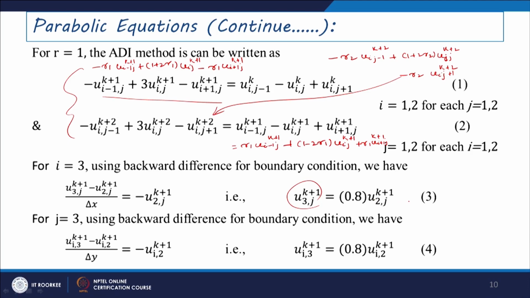For j equals 3, using a backward difference for the boundary condition, we can write u(i, 3, k plus 1) minus u(i, 2, k plus 1) by del y as minus u(i, 2, k plus 1). So the boundary point u(i, 3, k plus 1) can be written in terms of the domain variable u(i, 2) as 0.8 u(i, 2, k plus 1).